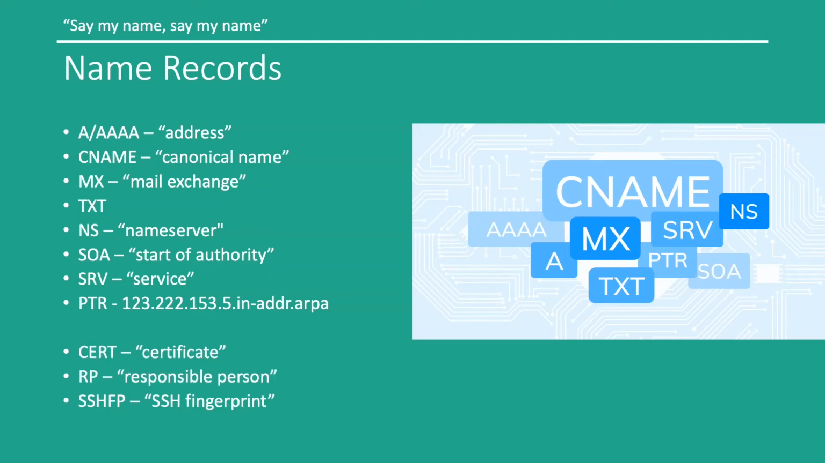There's also some less common ones that are kind of just cool and out there. There's the CERT name record, which is used to store public key certificates. There's the RP or responsible person name record, which stores just an email address of whoever's responsible for the domain. There's also the SSHFP or SSH fingerprint name record, which is where you can store public keys or public key fingerprints for SSH on your domain name, which I found pretty interesting when I was researching that. No idea if that's still used by SSH or not, but yeah.